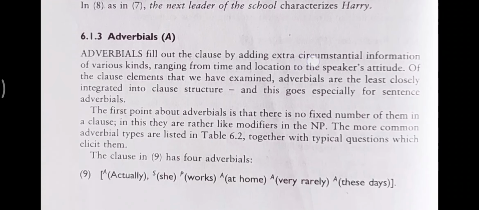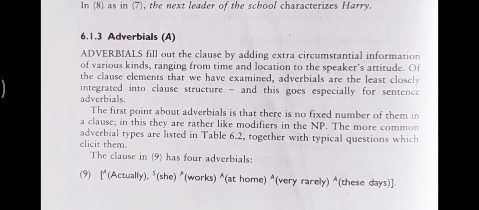In the same way, the next element that we see is adverbials. Now, it fills out the clause by adding extra circumstantial information of various kinds, ranging from time and location to the speaker's attitude. Of the clause elements that we have examined, adverbials are the least closely integrated into the clause structure. And this goes especially for sentence adverbials. The first point about adverbials is that there is no fixed number of them in a clause. In this, they are rather like modifiers in the noun phrase.